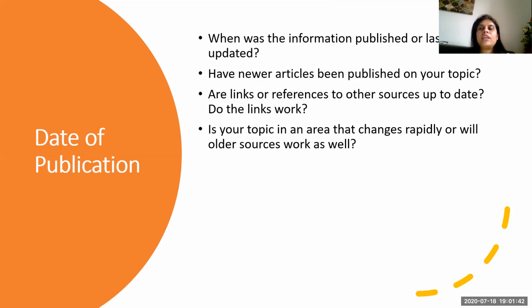You also need to think about whether the topic that you're exploring has changed rapidly, or will older sources work as well? A very good example is COVID-19. Something which was published in December 2019 about COVID-19 may not be relevant today in July 2020, because the information has changed so quickly and so rapidly. So looking at how rapid changes have occurred is also a good way of looking at the credibility of information.